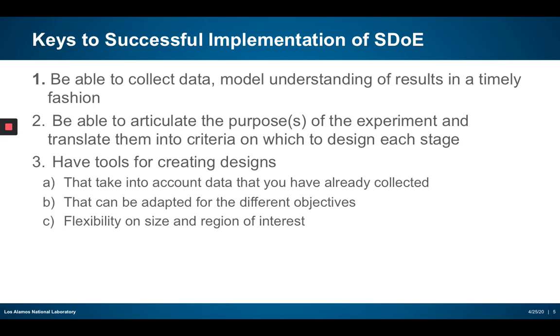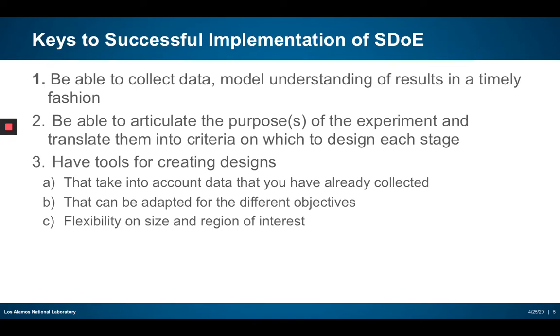So, the keys to successfully implementing sequential design of experiments: we need to be able to collect data and model our understanding of results in a timely fashion. And so being able to update in real time is a key component, because we're going to collect data and then update our knowledge and then act on that. We need to be able to articulate the purpose of the experiment. You could see as we move from pilot to exploration to model building and refinement to optimization and confirmation, each one of those had a separate goal, and we need to be able to translate that into what we're trying to do at each stage.